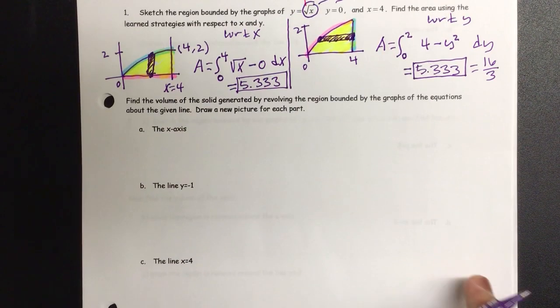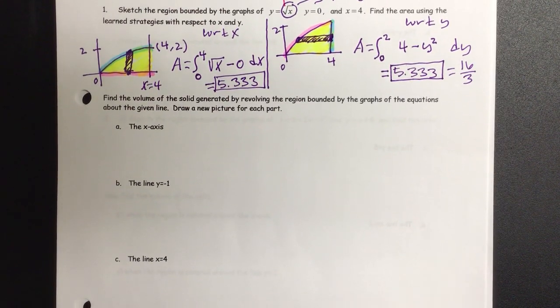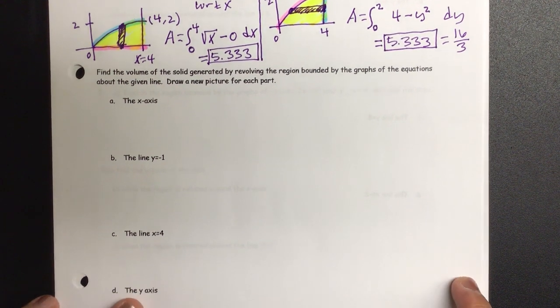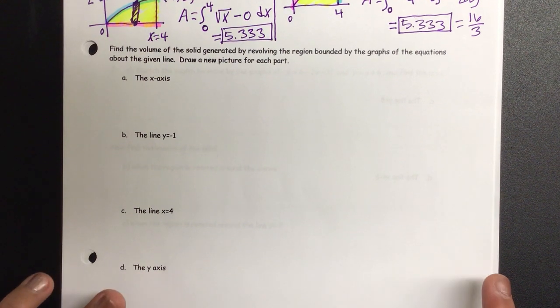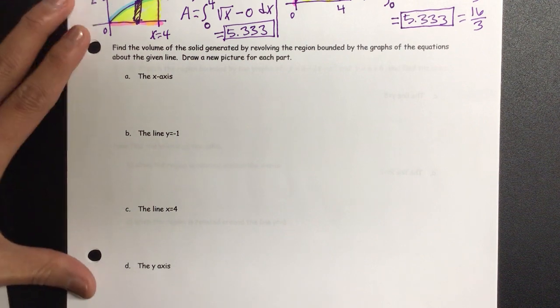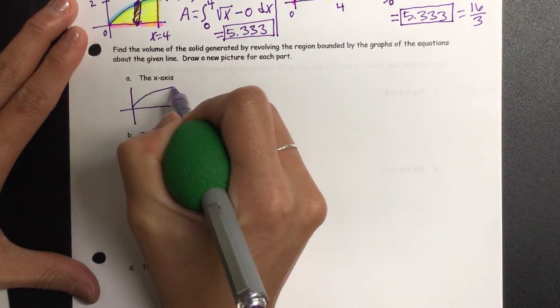All right. So now let's do the new topic where we have the revolution around to create the volume. So for the next piece, Ali, let's read. Find the volume of the solid generated by revolving the region bounded by the graphs of the equations about the given line. Draw a new picture for each part. All right. We are using the same equation. So here we go.